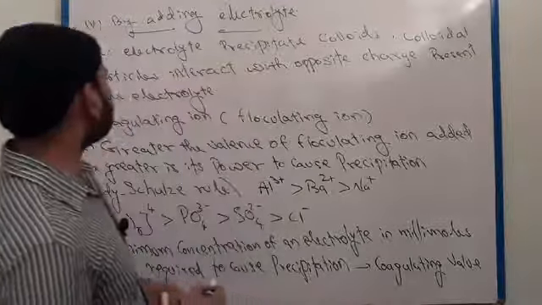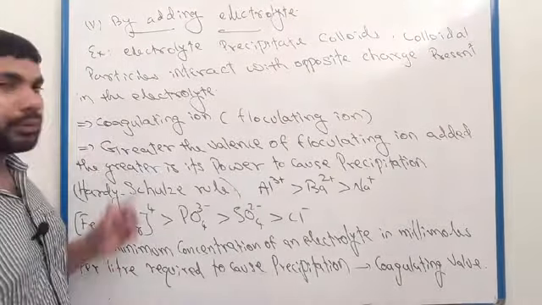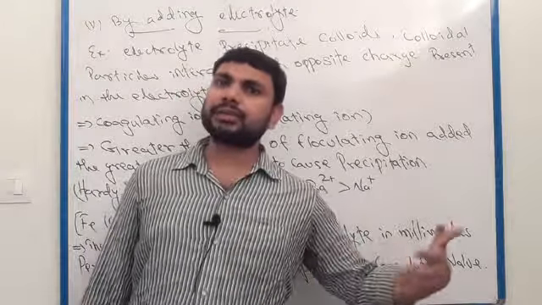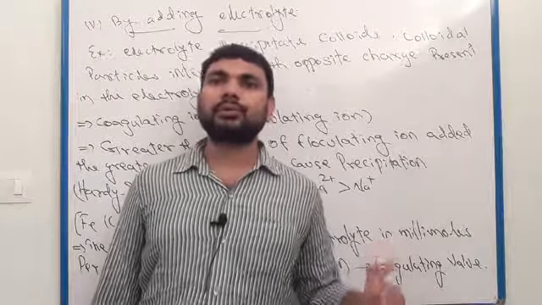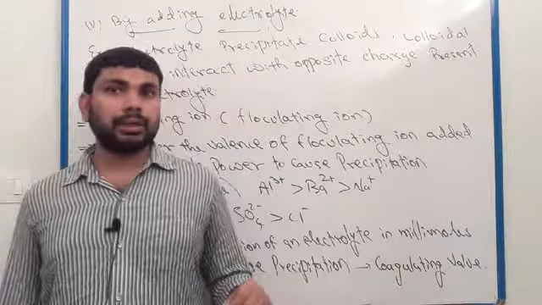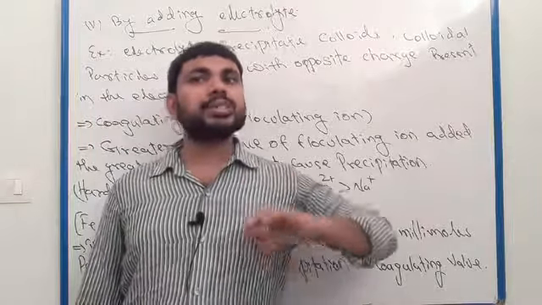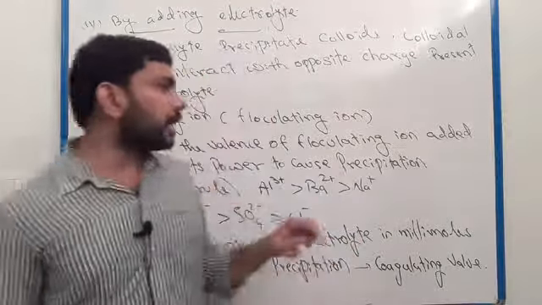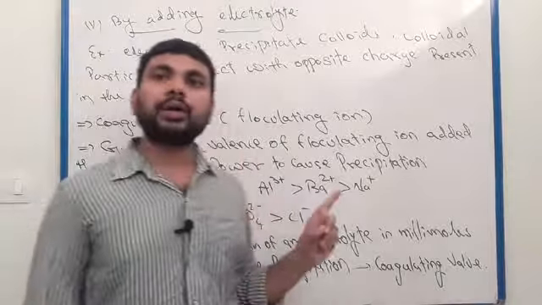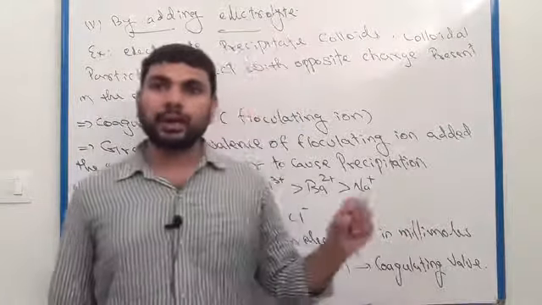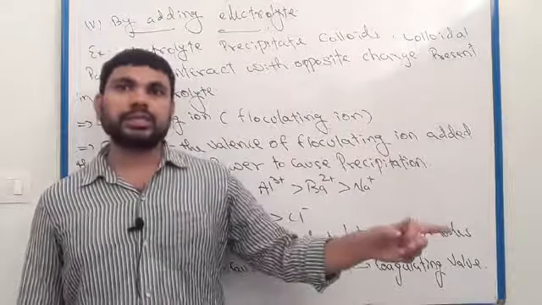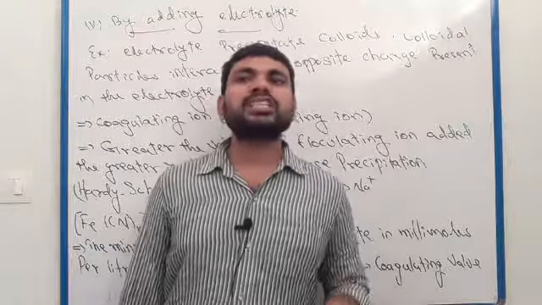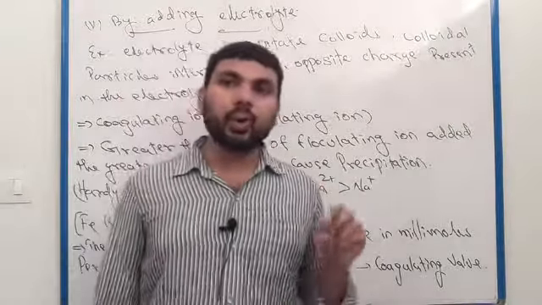Okay, so look here, we have to understand the coagulating ion. I told you the electrolyte consists of ions, and these ions interact with oppositely charged colloidal particles and coagulation happens. So the ions present in the electrolyte that cause coagulation or precipitation are called coagulating ions, or you can say flocculating ions. A flocculating ion means an ion present in the electrolyte, not in the colloid, which causes precipitation.